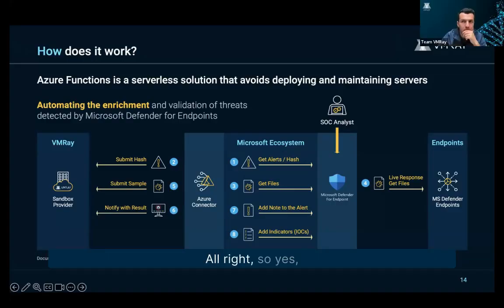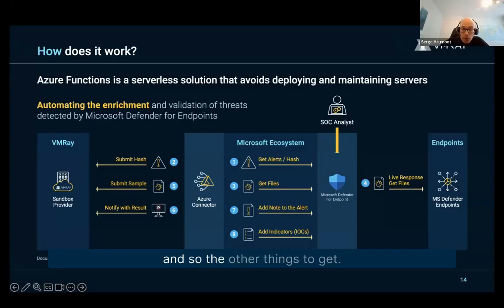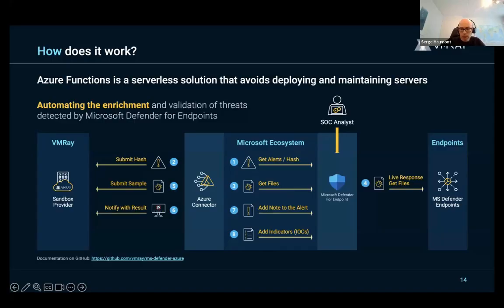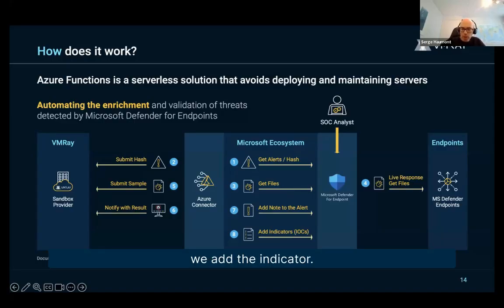All right. So once we get the analysis from VMRay, we do two different things. The first one is we add a note to the alert. That is really aimed at the SOC analyst who wants to understand more about the alert and will get the information in the Defender console. The second thing we do is add the indicator.